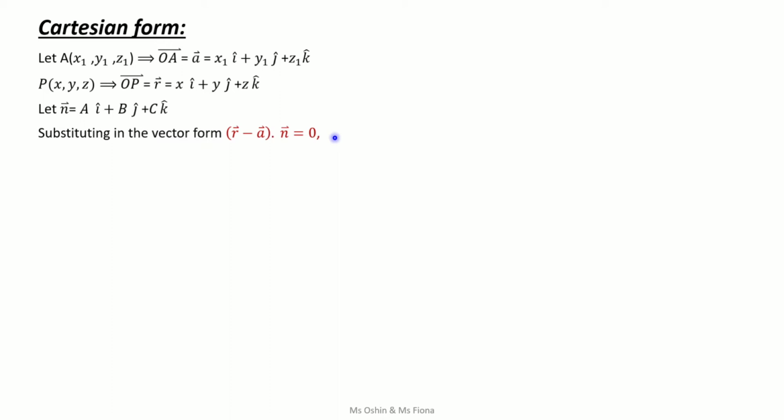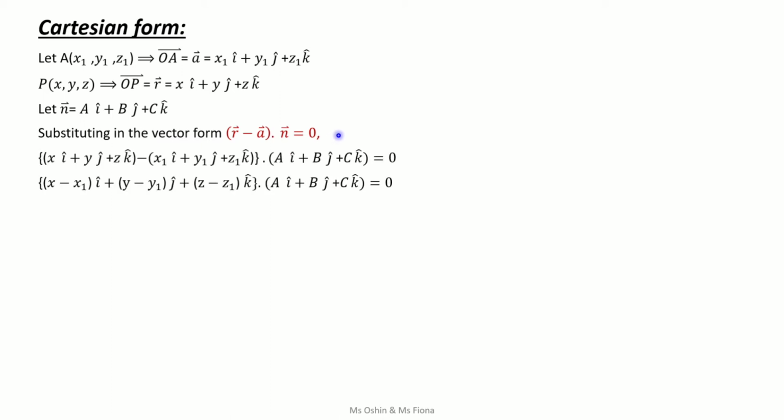Substituting all this in the vector form, we have x minus x1 into i cap plus y minus y1 into j cap plus z minus z1 into k cap, dot product with the normal vector, that is a i cap plus b j cap plus c k cap, is equal to 0. Taking the dot product, we get a into x minus x1 plus b into y minus y1 plus c into z minus z1 is equal to 0. This is the Cartesian form of the plane.